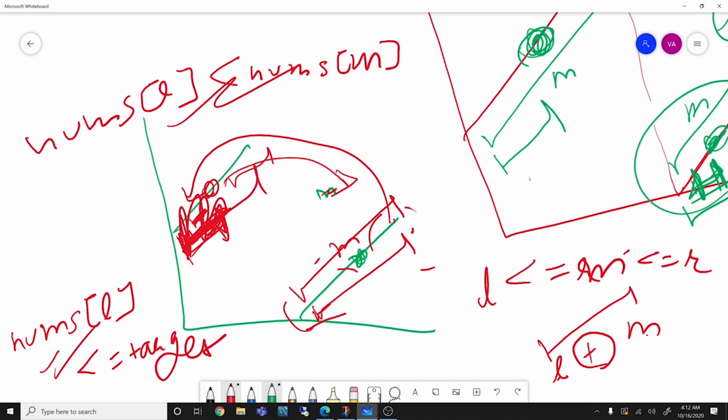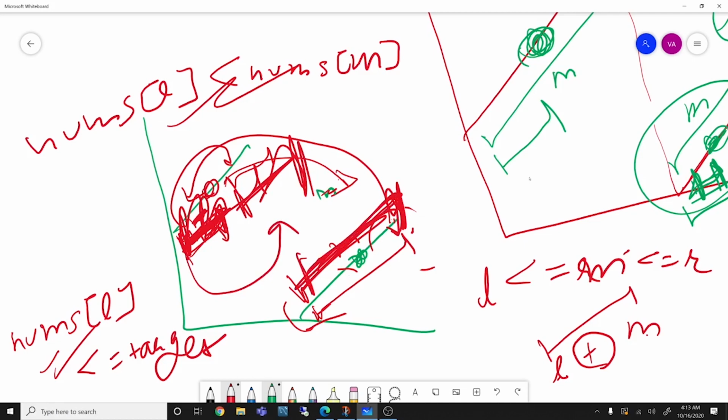And if none of these conditions is satisfied, then I have to increase my L. Why? Because then my target either lies over here or here. Right? In these two particular paths, if my target lies, then I have to increment my L ahead.